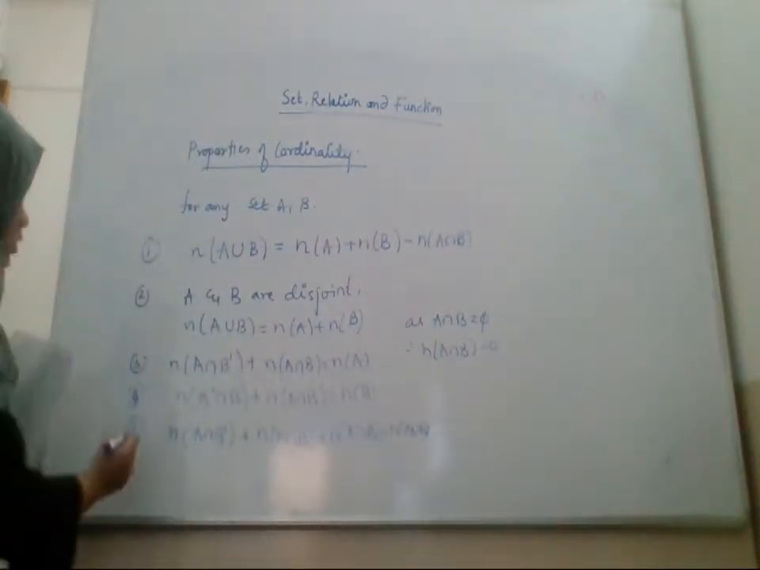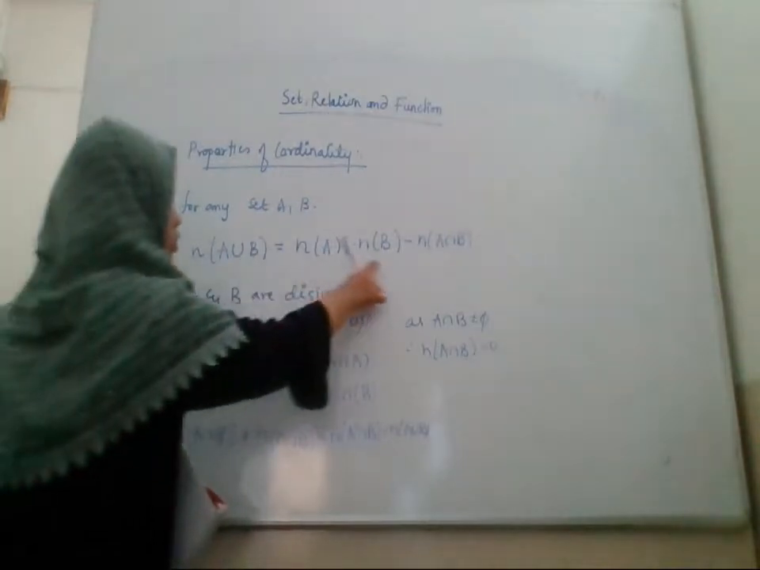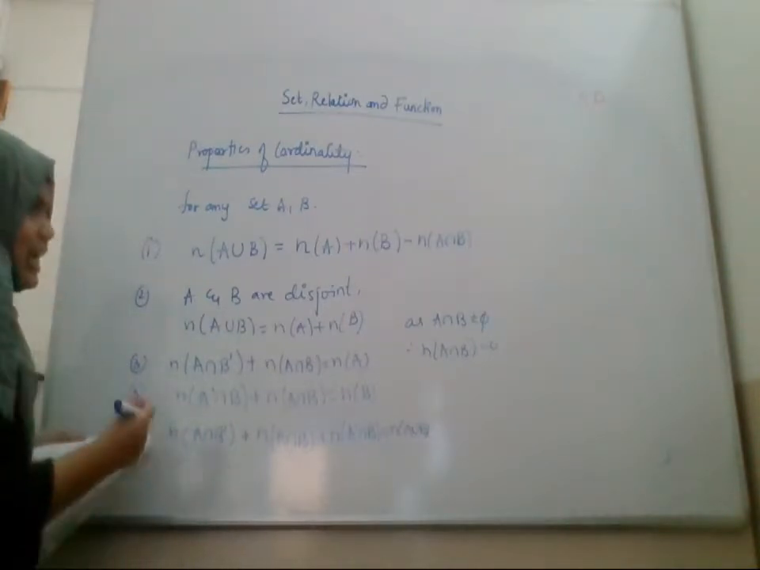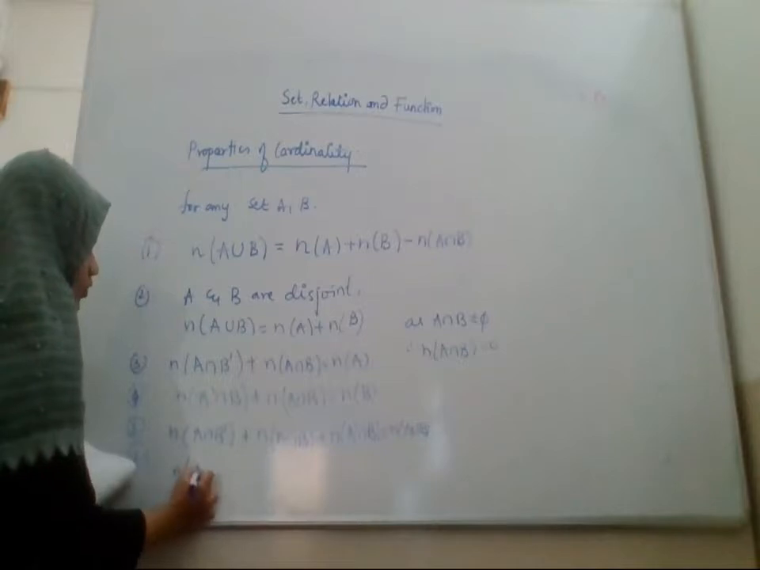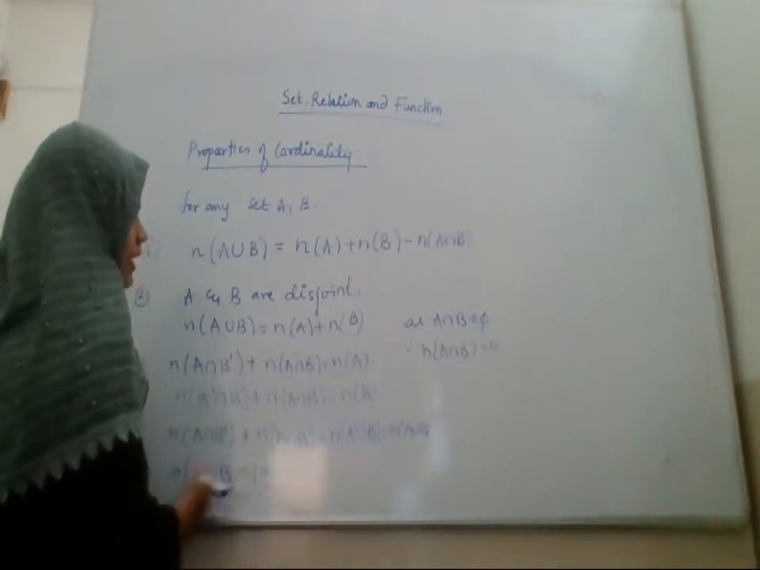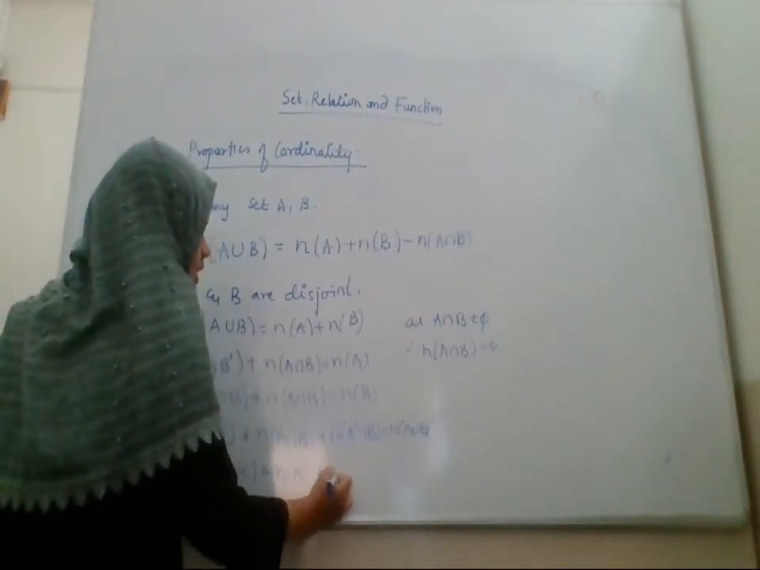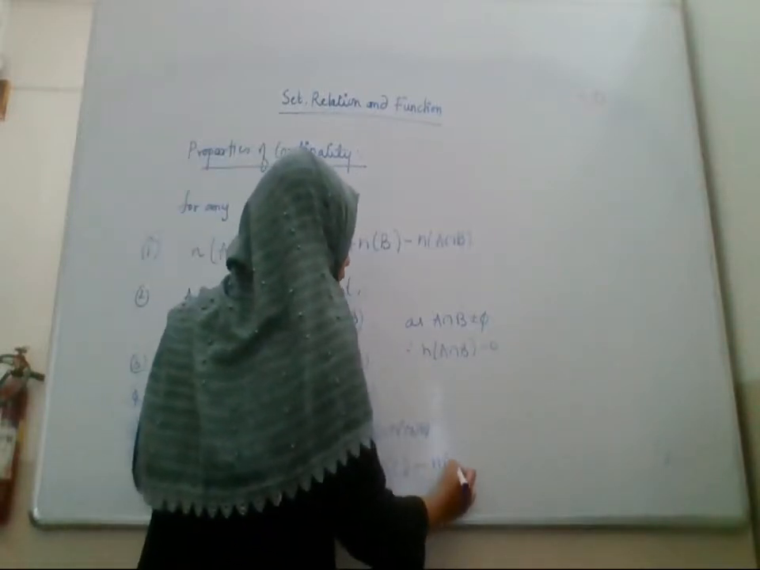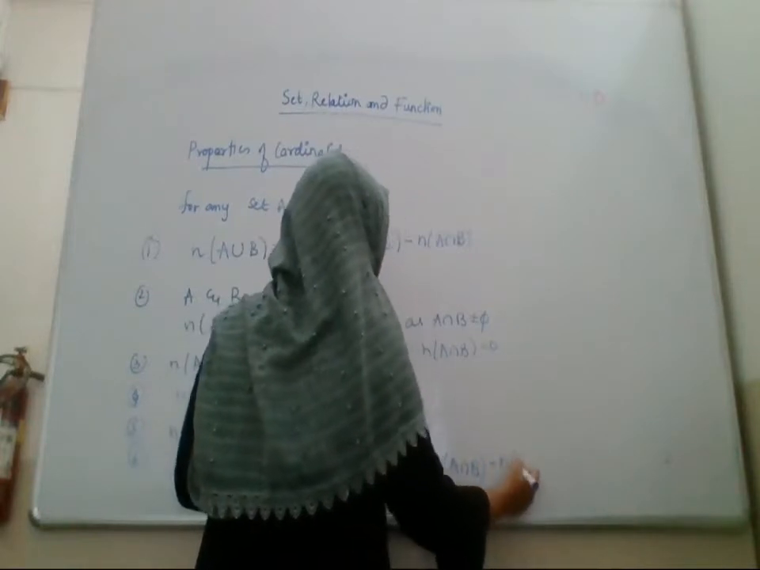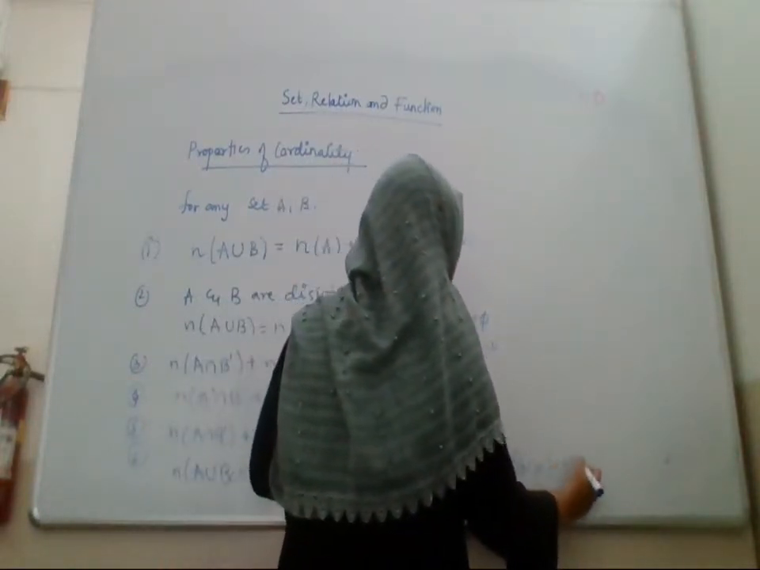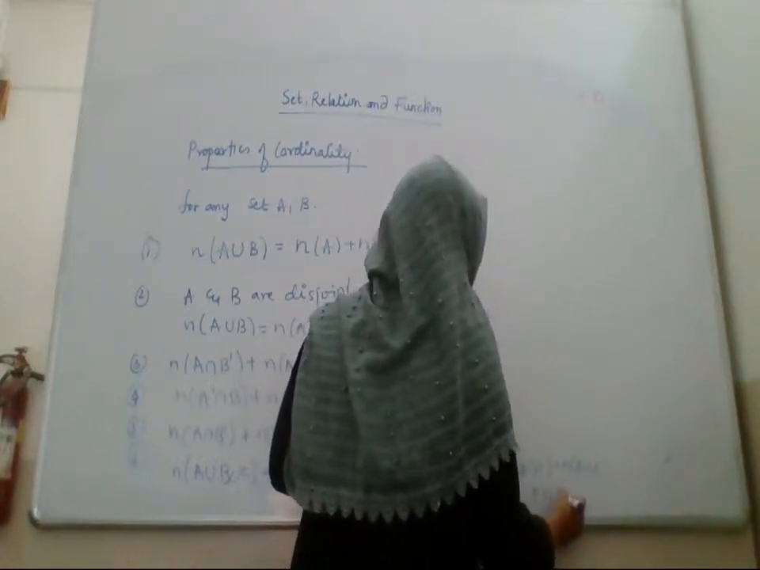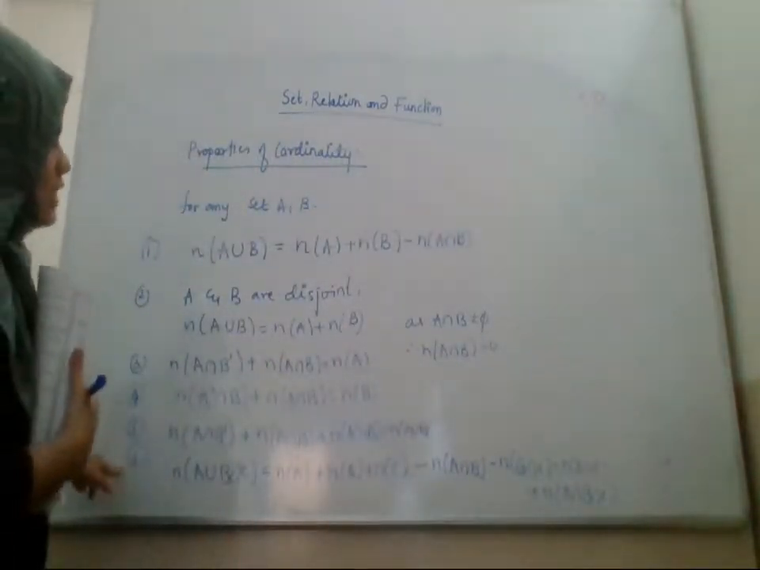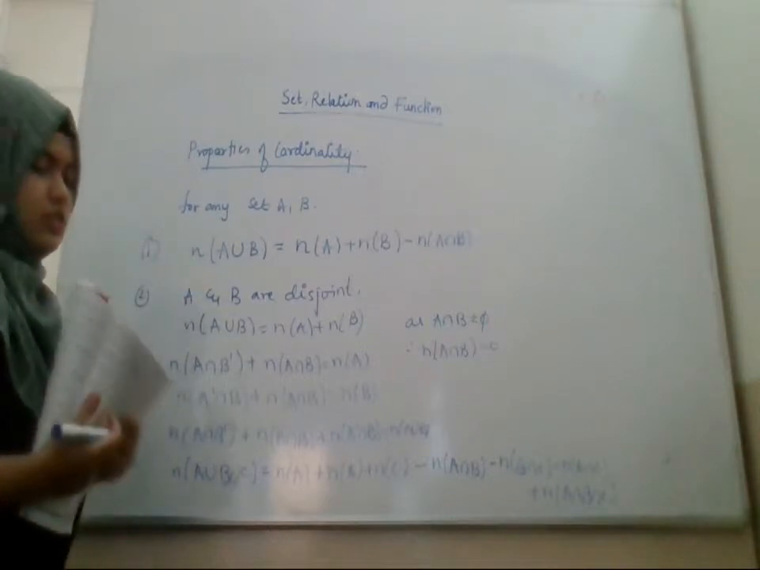Now the sixth one is a generalization of this property for three sets, for any sets A, B and C. Cardinality of A union B union C will be equal to cardinality of A plus cardinality of B plus cardinality of C minus cardinality of A intersection B minus cardinality of B intersection C minus cardinality of A intersection C plus cardinality of A intersection B intersection C. So this is the generalization for three sets.